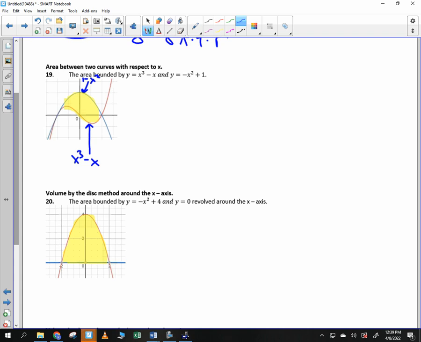So can somebody tell me how I determine area between two curves? Yeah, just top minus bottom. Good. So integral of the top, as you said, is 1 minus x squared. And I'm going to subtract the bottom, which is x cubed minus x. And then as I distribute the subtraction sign, I will get a plus x dx. So how would I determine my bounds of integration?